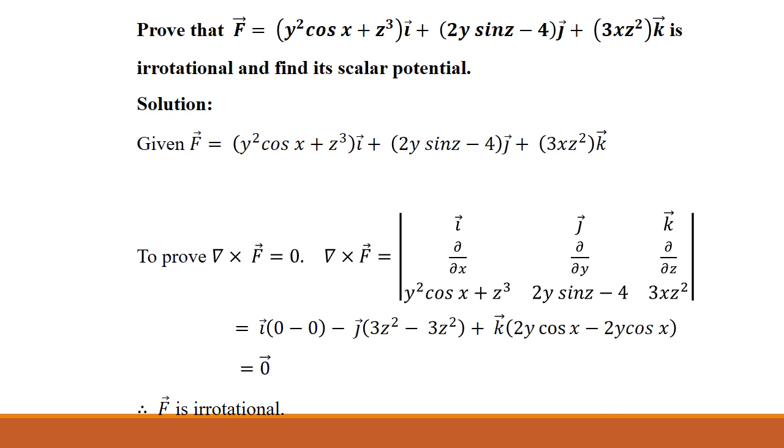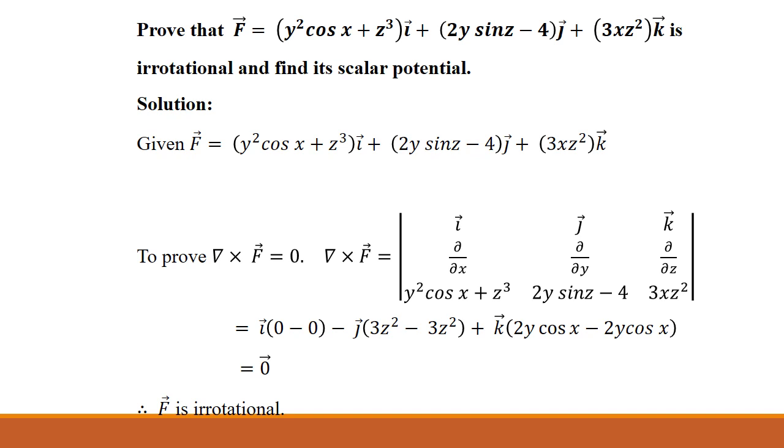Given f vector equals (y square cos x plus z cube) into i vector plus (2y sin x minus 4) into j vector plus 3x z square k vector. The first question is to prove that f vector is irrotational, that is, find the value of del cross f vector. Here cross product means determinant form.